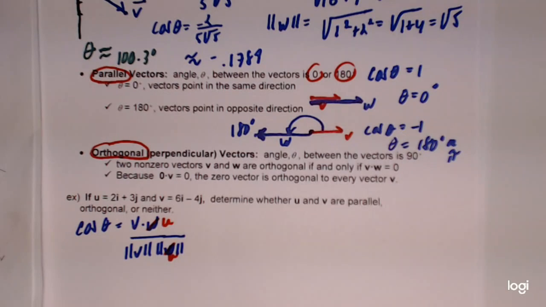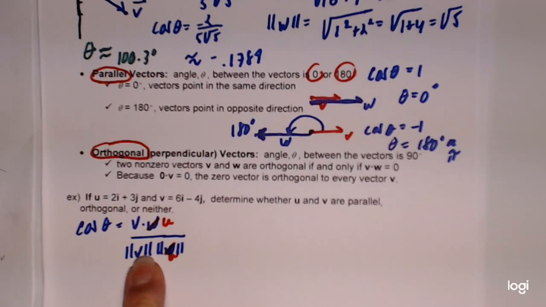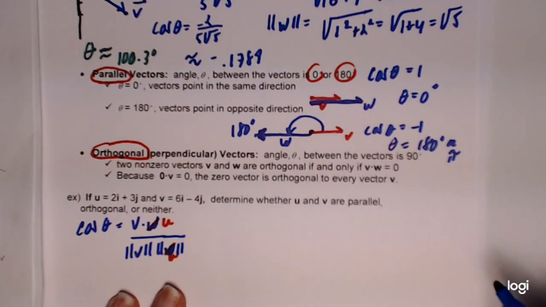So again, we could find the magnitudes of these, but we know it's going to be some number down here, and that's not really what we need, because at this point we want to see what this dot product is, because if this is 0, we can stop. We don't have to find these magnitudes. If this isn't 0, then we're going to have to continue to find the magnitudes to see what the theta will be.